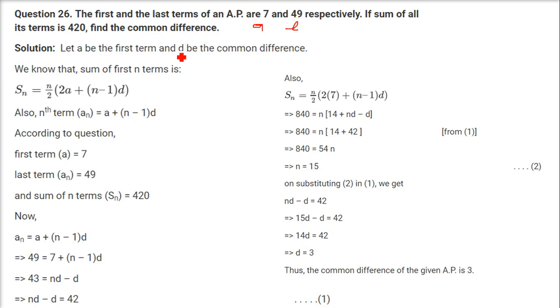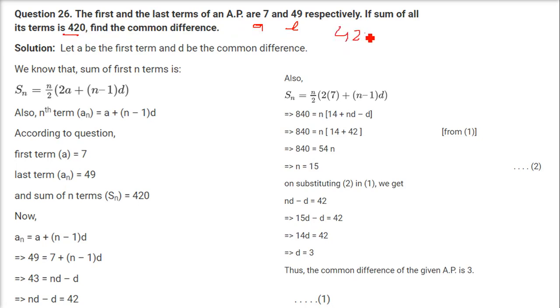or you can do it the other way around. That is, you can make an equation and then put it in the sum. I hope you got the idea. The first and last term are 7 and 49. This is the first method that you are witnessing. The first and last term are given and the sum is 420.